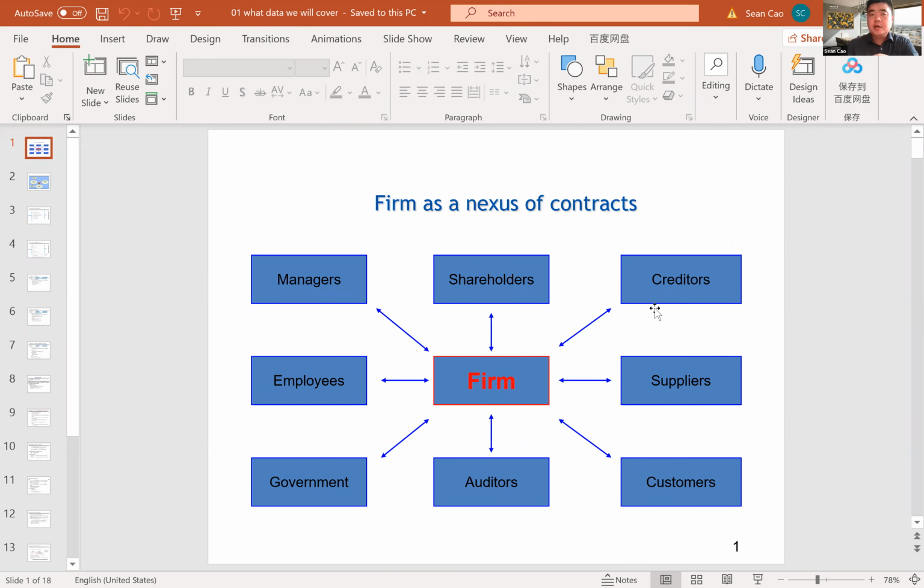For creditors, you want to analyze data because creditors want to know whether the firm is able to make payments in the future. So you want to show whether the firm has stable and safe cash flow in the future. That's how you analyze the data for creditors. For suppliers and customers, they also have different needs. For auditors, you want to analyze the data to make sure the firm is not faking their financial statements. There's no fraud.